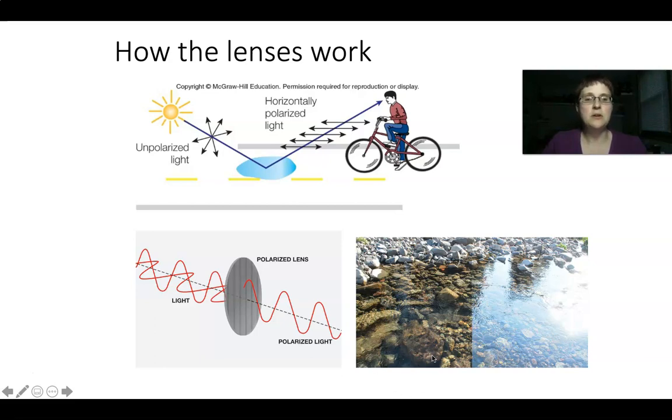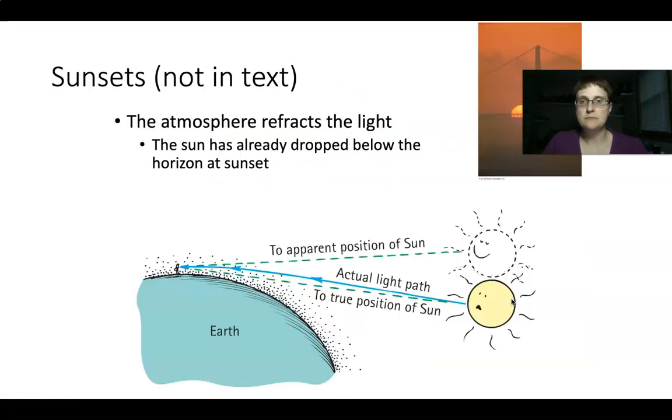So here, this is what it looks like with a polarized lens or polarized glasses versus without them. So you get that glare because you're getting that horizontal polarized light off of the water.